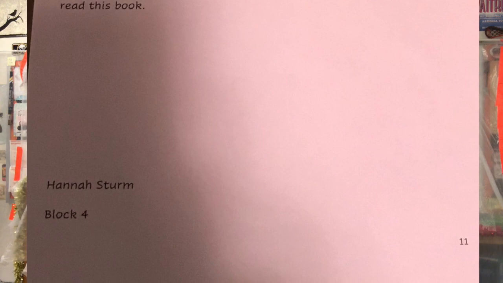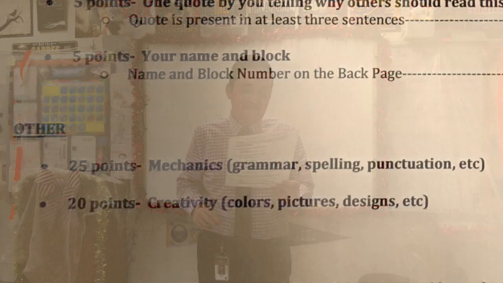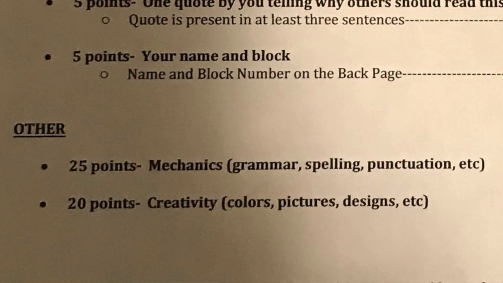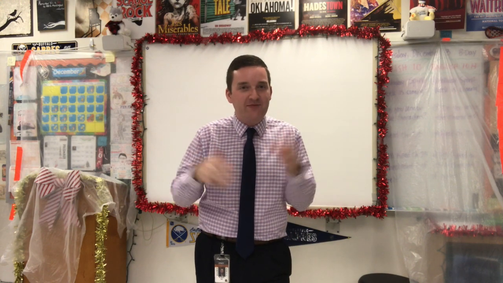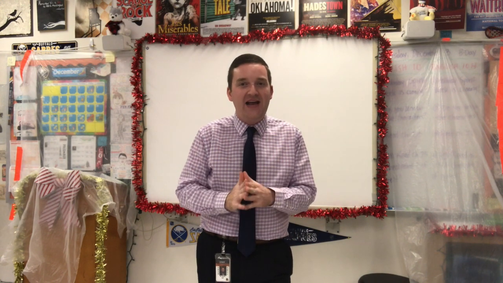Lastly, where it says Other on your checklist, there's 25 points available for mechanics: good grammar, good spelling, good punctuation, and another bonus 20 points for creativity in your project. Colors you use, pictures you use, and designs you use. Please see me, email me, remind me, or talk to me in class if you have any questions about this final project at all.